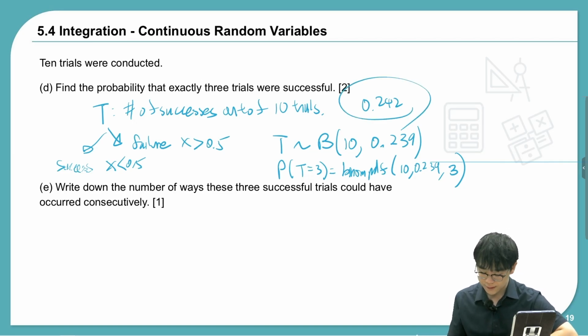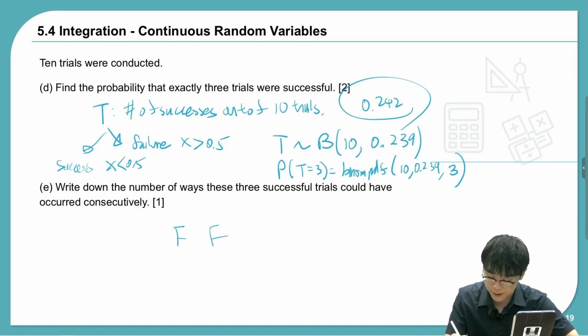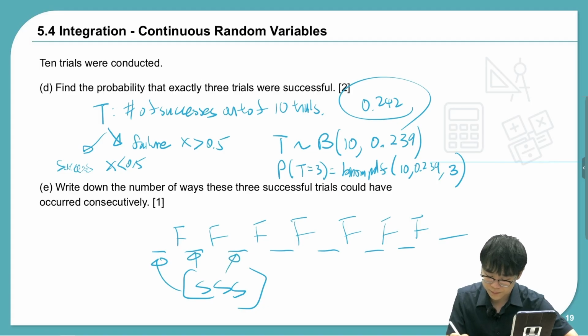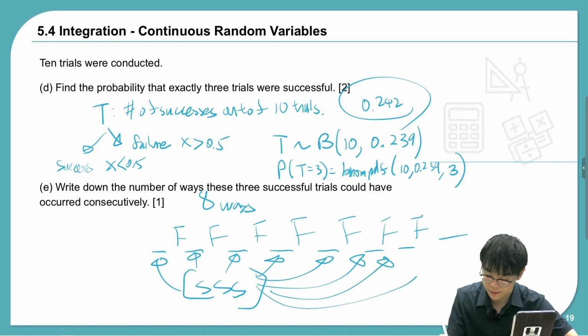And how can we have 3 successful trials consecutively? Well, let's have the F failures, right? The 7 failures are going to be here. And we have 8 spots in between. And the 3 consecutive trials can go in either one of these spots, right? So we have 8 ways, because we have 8 places to choose from. These S's are going to move together.